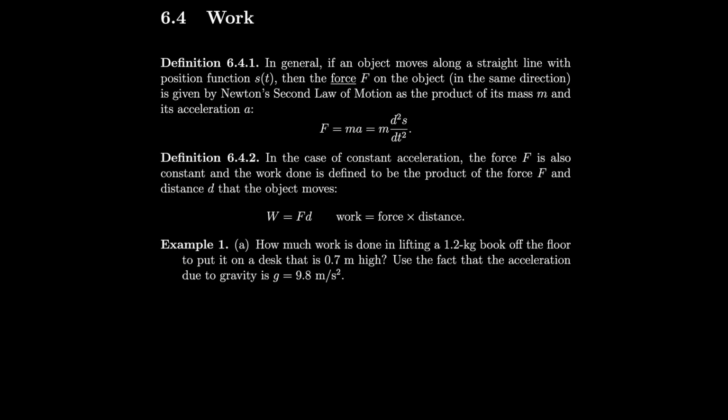Section 6.4, Work. In general, if an object moves along a straight line with position function s of t, then the force F on the object in the same direction is given by Newton's second law of motion as the product of its mass m and its acceleration a. So force equals mass times acceleration, and remember acceleration is the second derivative of position.